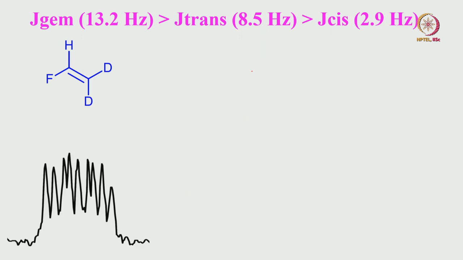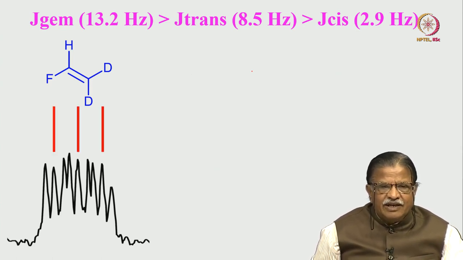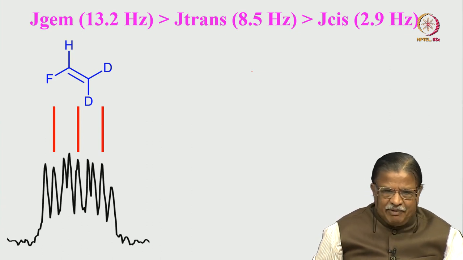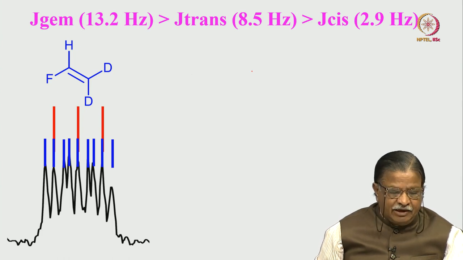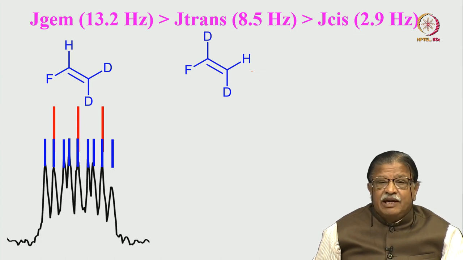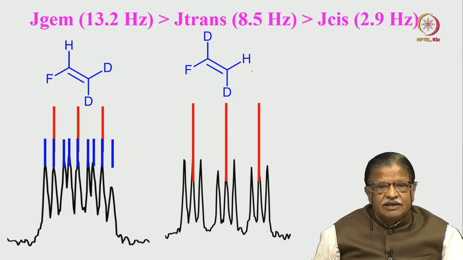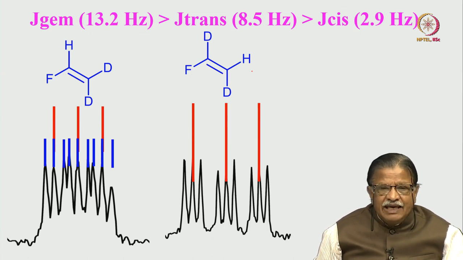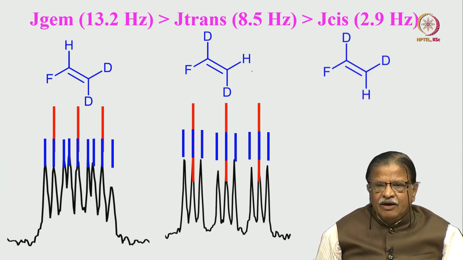Of course, when two deuterium are present, one is trans, other is cis. What is the pattern we get? First, it is going to be a triplet, I mean a 3-line pattern of equal intensity, and each of them is split into 3 lines because of our second deuterium. If you come to this pattern, of course, geminal coupling, as I said, is larger. That is the first one, a large 3-line pattern. And each of these lines is split into 3 lines like this. That is another one.